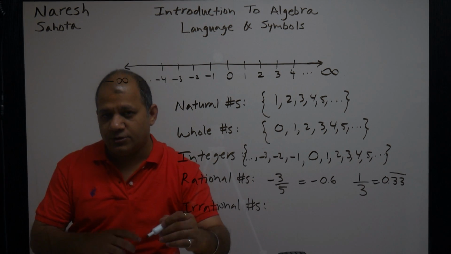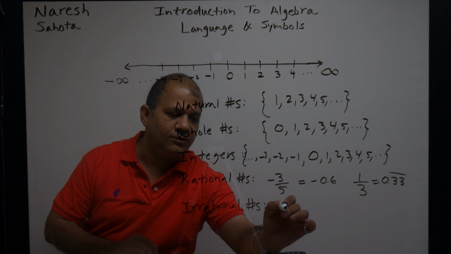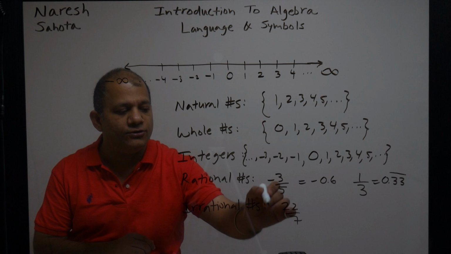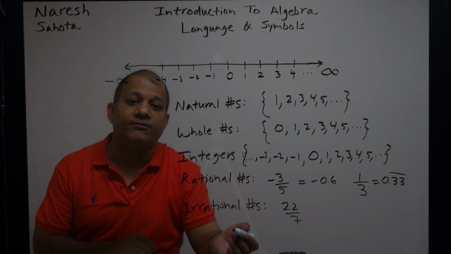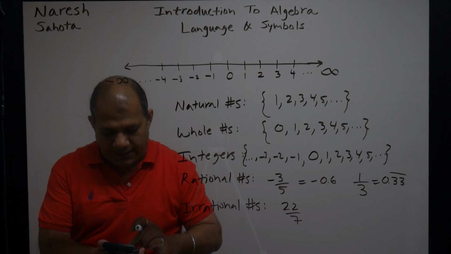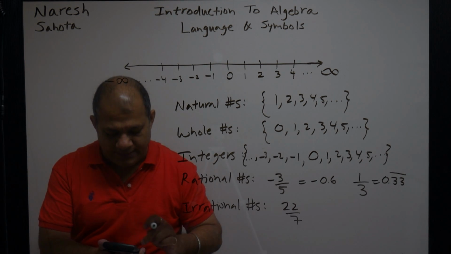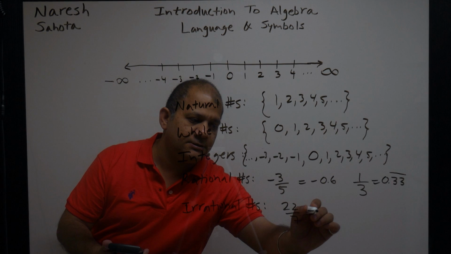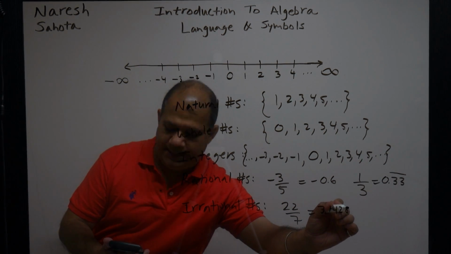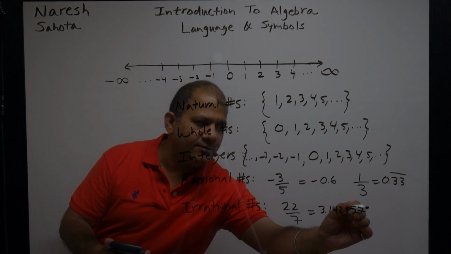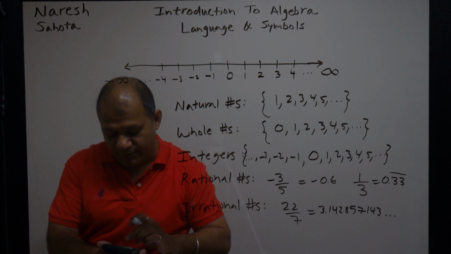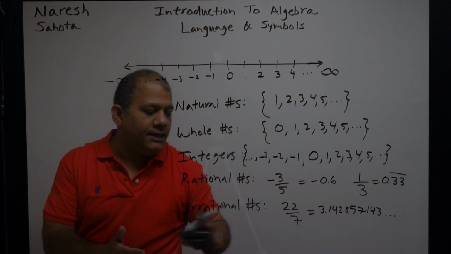So irrational numbers, also fractions. So for example, a fraction like 22/7. 22/7 is approximately the value of pi. So if I was to take my calculator and divide 22 by 7, what I get is 3.142857143. So this is the number of digits my calculator is displaying.